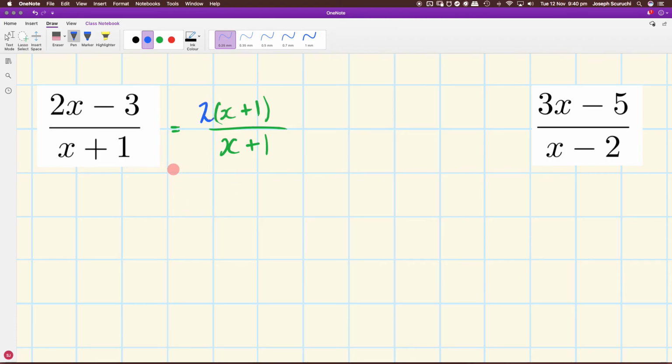So let me write this out really clearly. So in my numerator, on the left-hand side, I have 2x minus 3. And on the right-hand side, I'm going to have 2x plus 2. So all I've done is expand out this bracket to get 2x plus 2. But I don't want 2 here. I want negative 3. So what am I going to have to do to this side to make it negative 3? I'm going to have to minus 5. So I'm going to have to minus 5 here. So this was just a working outline to show you my logic for getting minus 5.